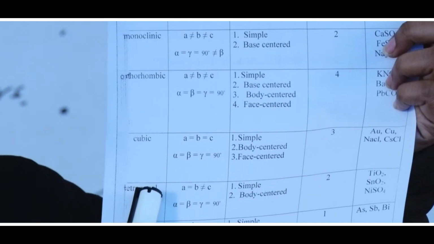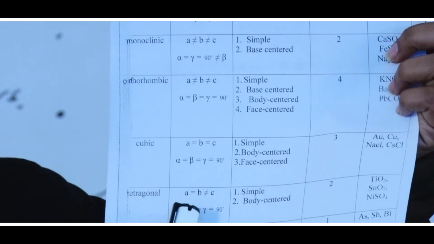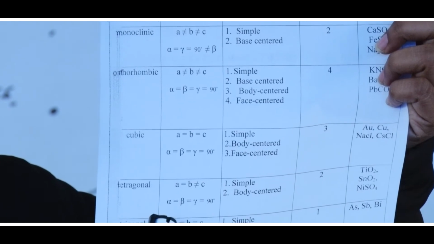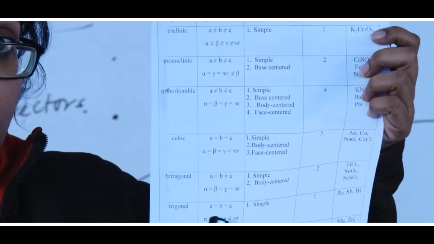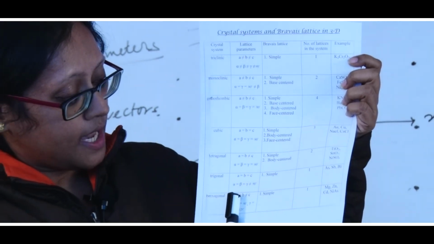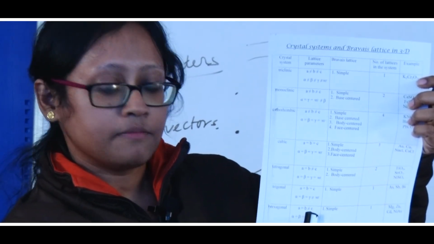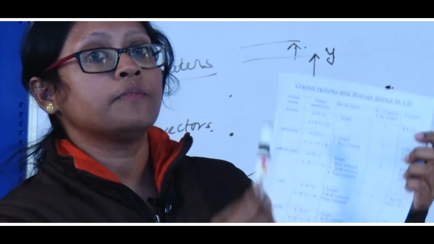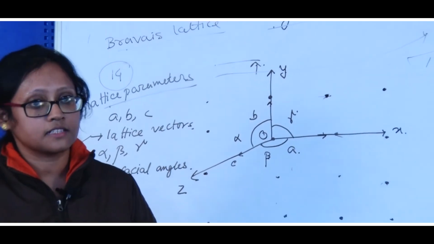For tetragonal, a equal to b but not equal to c, and alpha equal to beta equal to gamma equal to 90 degrees. For trigonal, a equal to b equal to c, alpha equal to beta equal to gamma, but they are not equal to 90 degrees. For hexagonal, a equal to b not equal to c, alpha and beta are 90 but gamma is equal to 120 degrees. So depending on the values of a, b, c and alpha, beta, gamma, we categorize the crystal structure.